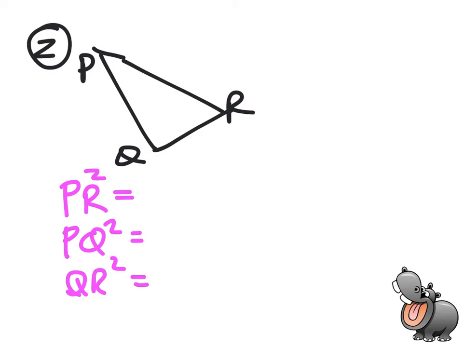Once we've got these three answers, find the two smallest ones, add them together and see if it equals or does not equal the big side squared. If it does, then it's a right angle by the converse of Pythagoras. If it doesn't, then it's not a right angle by the converse of Pythagoras. And remember, you need to put that in your sentence. The converse of Pythagoras.